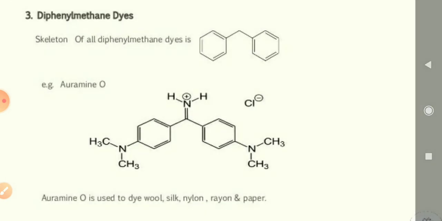Now next is a diphenyl methane dye. This is the skeleton of diphenyl methane dye, and there is an example of Auramine O. This is the structure of Auramine O, which is used to dye wool, silk, nylon, rayon, and paper.